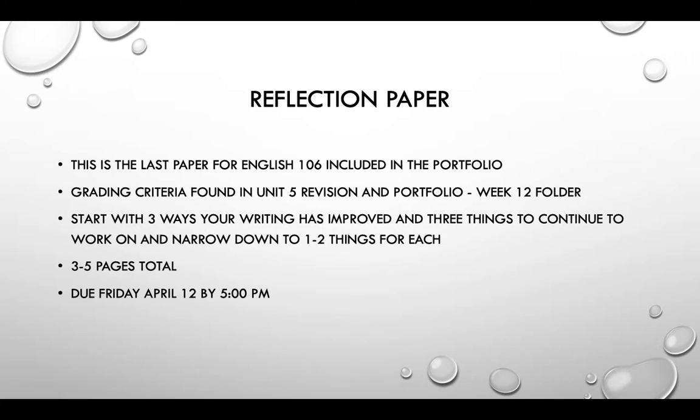When you write the reflection, start with 3 ways your writing has improved and 3 things to continue to work on. Then you want to narrow that down to 1 to 2 things for each. If you look at the grading criteria, everything's all spelled out there for you and exactly what to include.